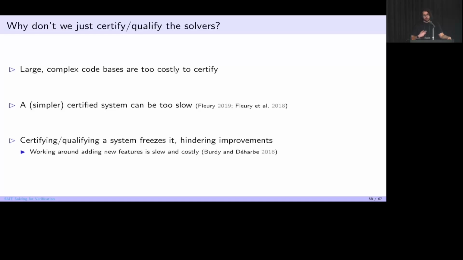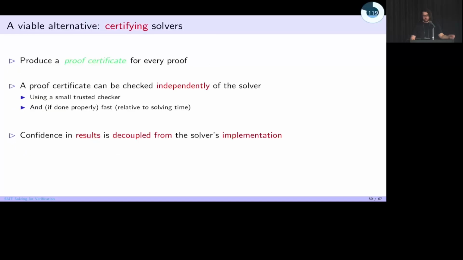And it can be too costly to certify the solver itself, to prove the code correct, for example, because that is not only hard and expensive, but also freezes the code. You will be very resistant to changing your code once you will have to certify it again to be able to use it in these settings afterwards. So one approach that is more common is to have the solvers be certifying, which is for them to produce certificates of each result they produce that can be independently checked. And then you decouple confidence from the implementation, which is the goal here.